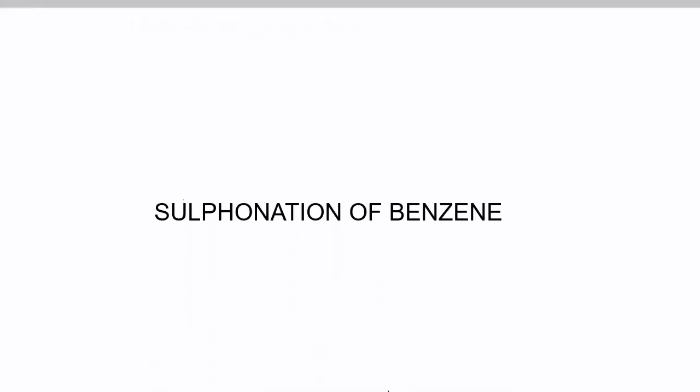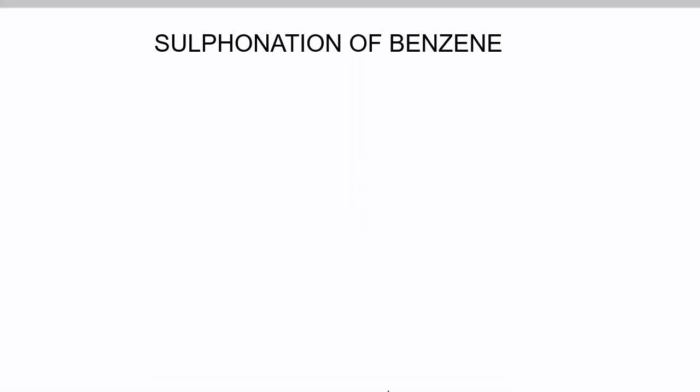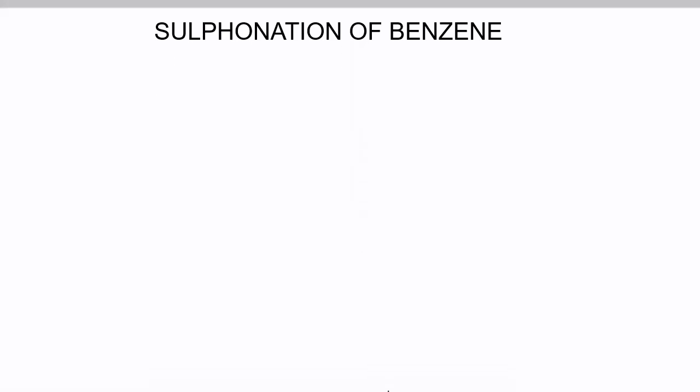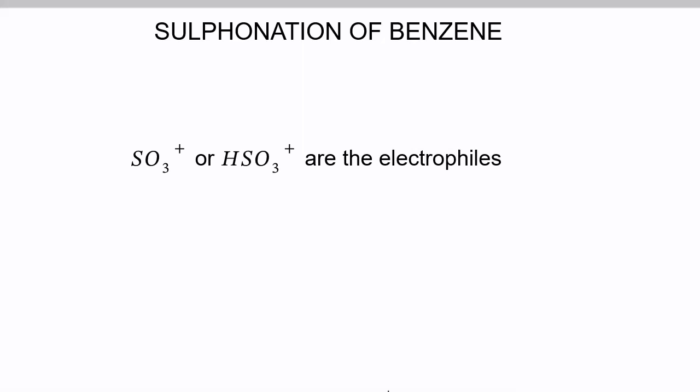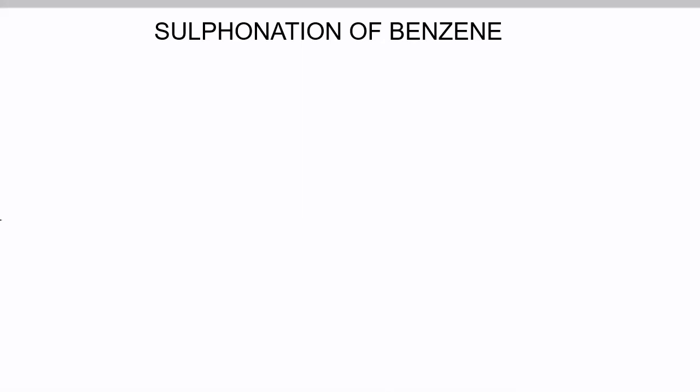So next is the sulphonation of benzene. Sulphonation is favored in strong sulfuric acid where SO3 or HSO3+ are the electrophiles and the sulfonating agents. This reaction is important in synthetic processes, such as in the manufacture of detergents and sulfur drugs.